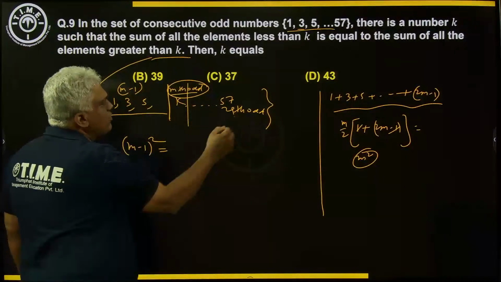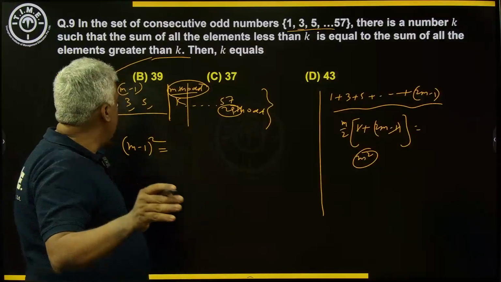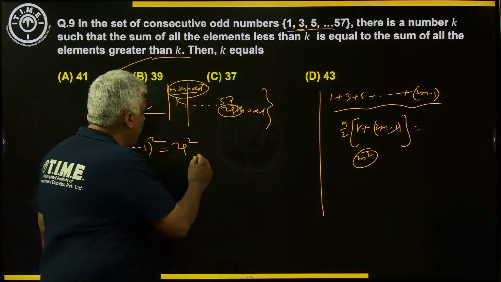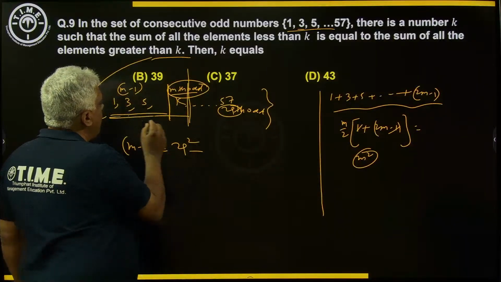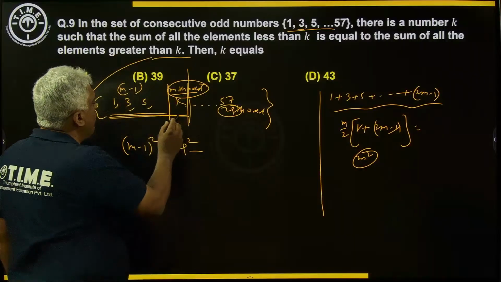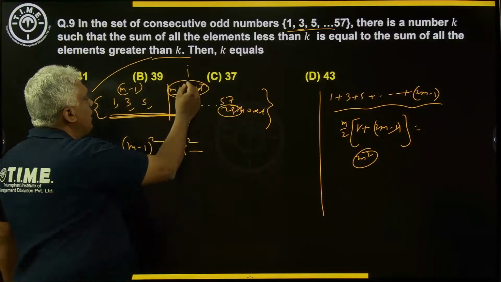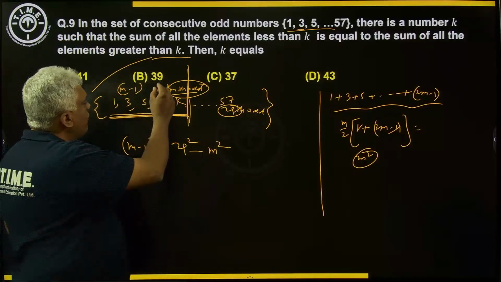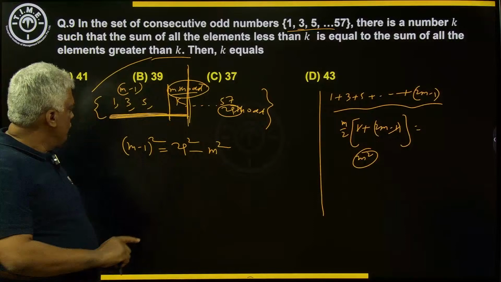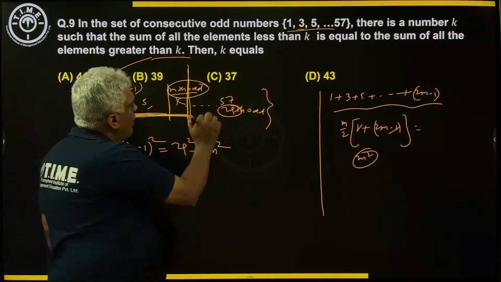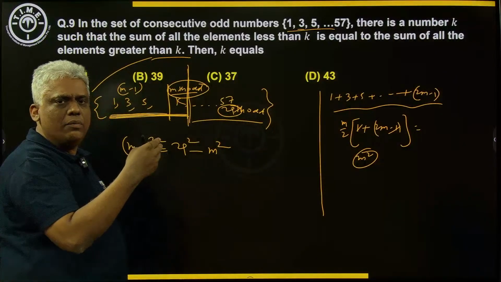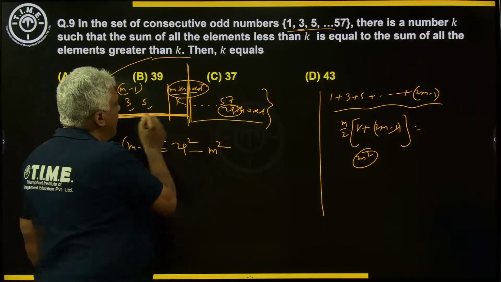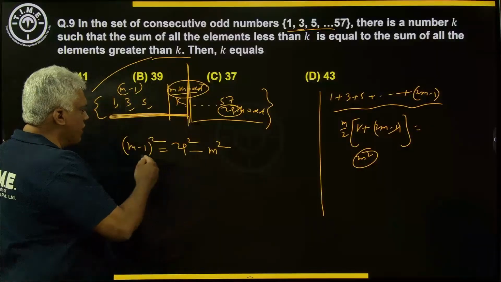Now in total there are 29 odd numbers, so the total sum is 29 square, by this formula. From that we will subtract the sum till k. Till k, how many odd numbers are there? M odd numbers, so the sum of all odd numbers till k is m square. So before k, there are m minus 1 odd numbers, so m minus 1 whole square, and after k, we took the total, 29 square, minus the sum till k, m square. Now we can solve this.